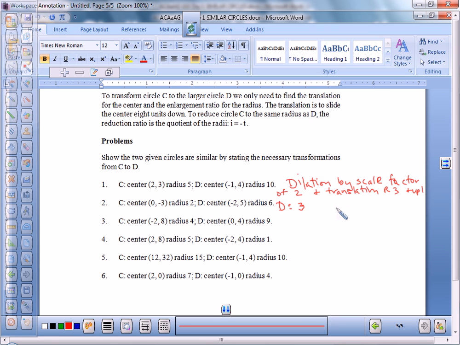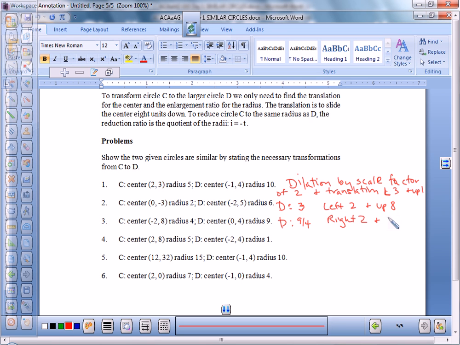Wait, in number 1, don't you go left? Up 8. Yeah, left 3. Thank you. So this one is left 2 and up 8. This one is a dilation of 2 1/4. 2 1/4, 9/4, 2.25. Those are all the same thing. And then we would translate right 2 and down 4.